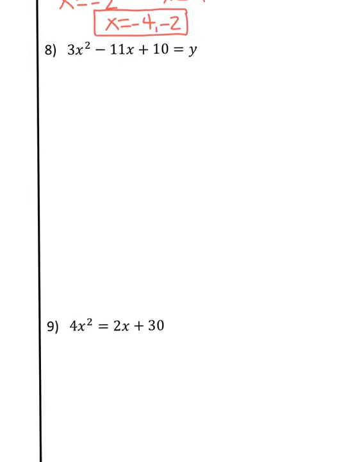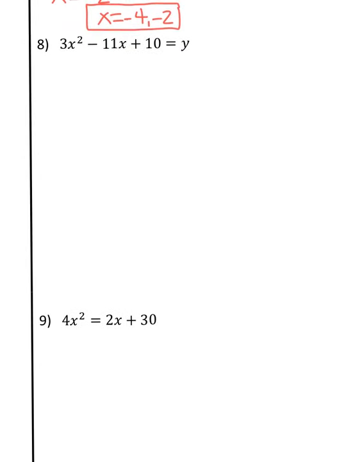Come on up, here we go. So let's set this equal to 0 first. So I have 3x squared minus 11x plus 10 equals 0. Doesn't matter if the zero's on the right or left. All right, we're going to quadratic trinomial factor, right? Because 3, 11, 10 don't have any GCF, so I'm just going to start factoring.